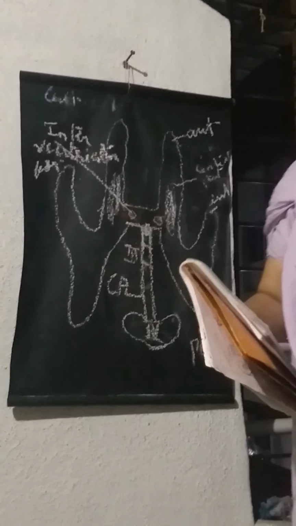To repeat again, the lateral ventricles are two irregular cavities which are situated one in each cerebral hemisphere.